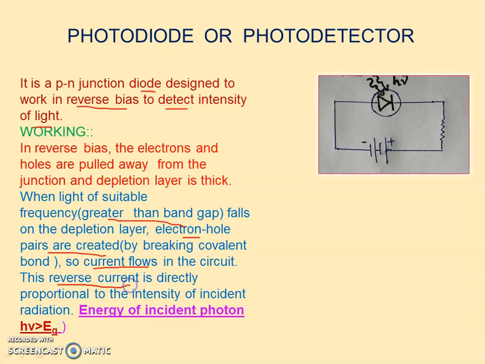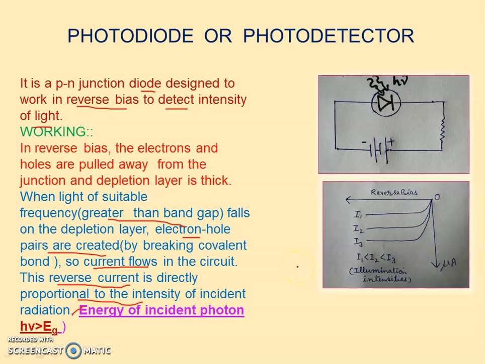This reverse current is directly proportional to the intensity of incident radiation. So it means whenever the intensity increases, the number of photons is increasing. If the number of photons is increasing, the number of hole electron pairs increases. So what happens? The current in the circuit increases.